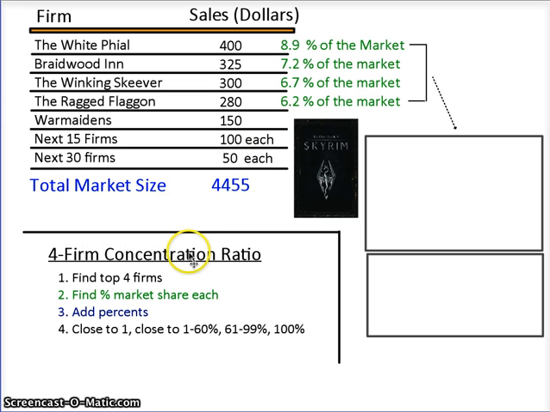Now, with the four-firm concentration ratio, we stop there. We're only assessing the top four firms. We're not worried about the War Maidens and so on.